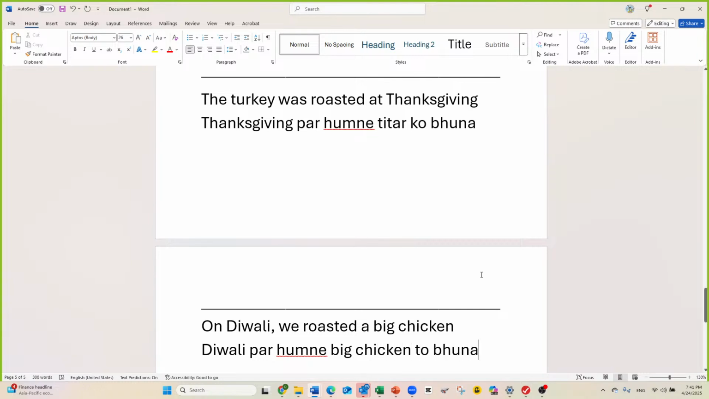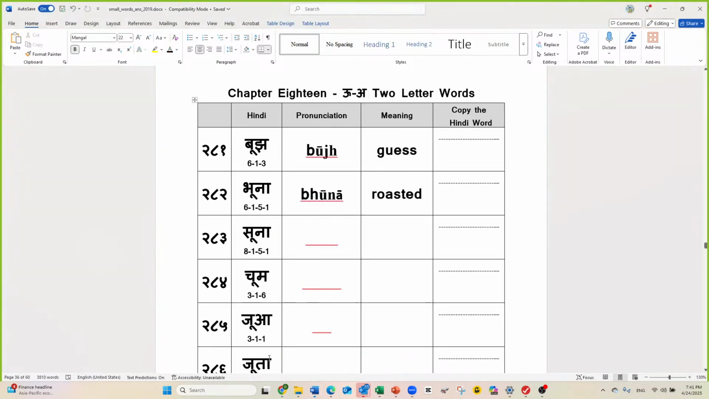Wait, what's big in Hindi again? So the Hindi word for big is bada. Oh yeah, bada, and chicken is murgi. Now again, murgi is feminine, so bada will become badi, बड़ी. So say, "दिवाली पर हमने बड़ी मुर्गी को भूना." Okay, चलो. Next word, सुना.